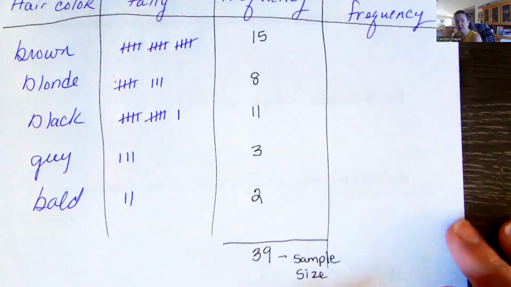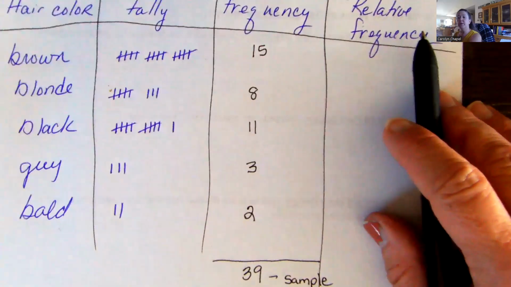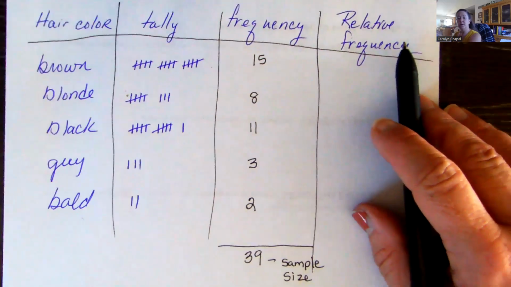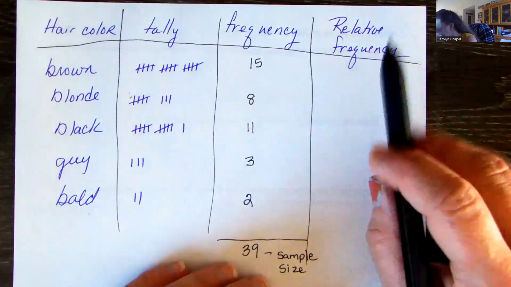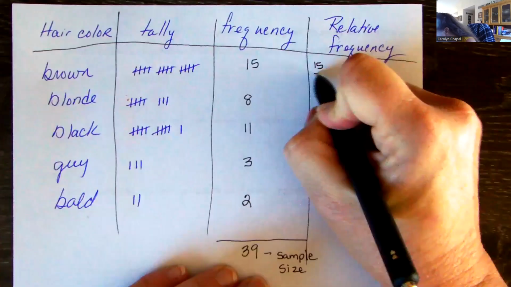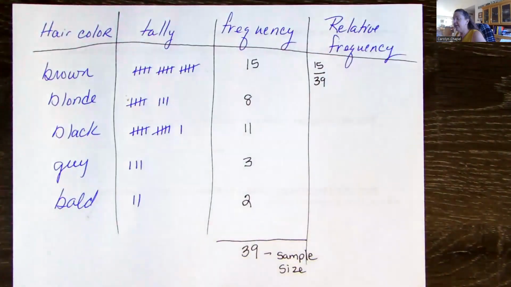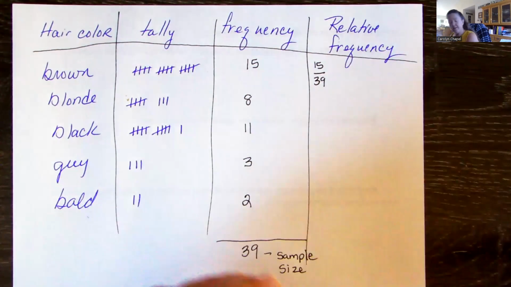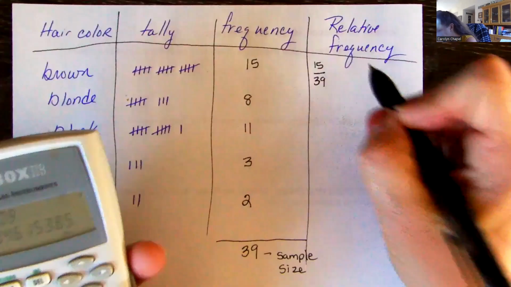What we can do is we can turn this into something we call relative frequency. I'm going to zoom out a little bit so I can get the whole thing. There we go. Relative frequency. And what that is, is your count, your 15, divided by that 39. So we're going to turn it into a decimal, or in terms of a percentage. I'm going to take my 15 and I'm going to divide that by 39. It will be a really ugly number.